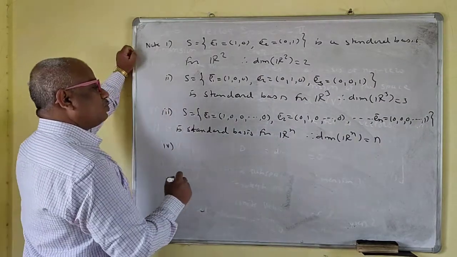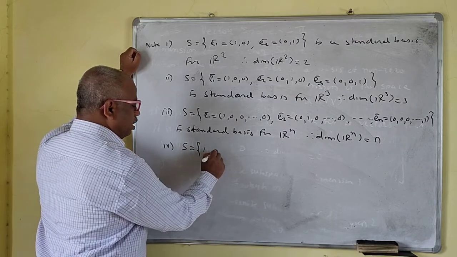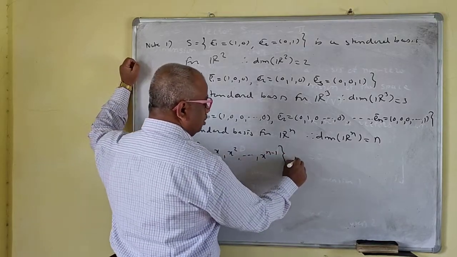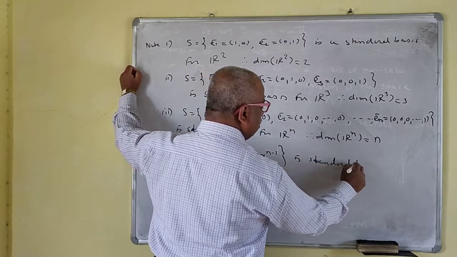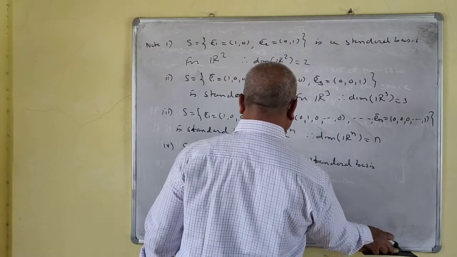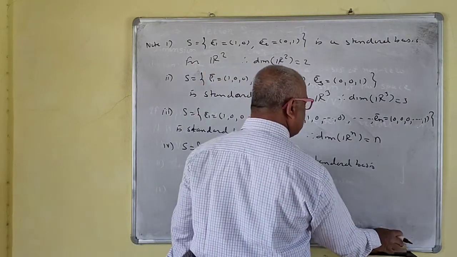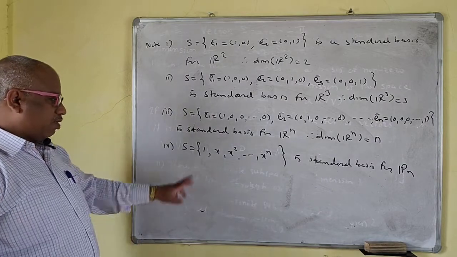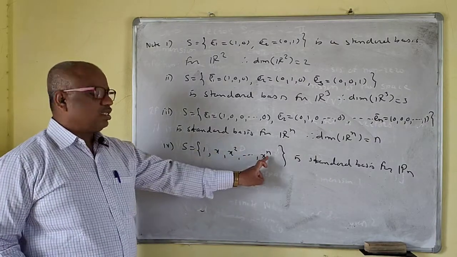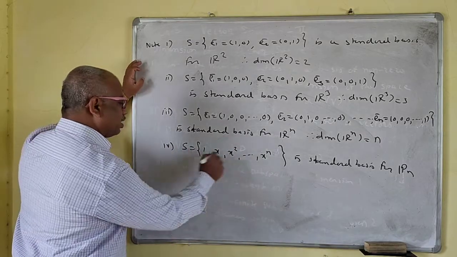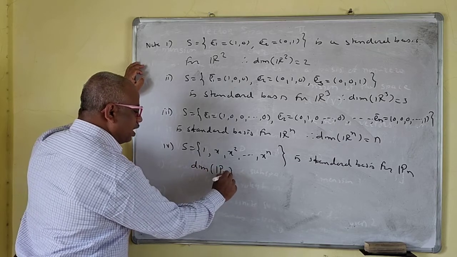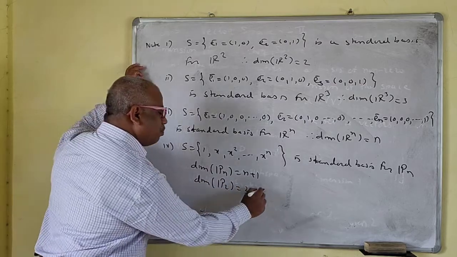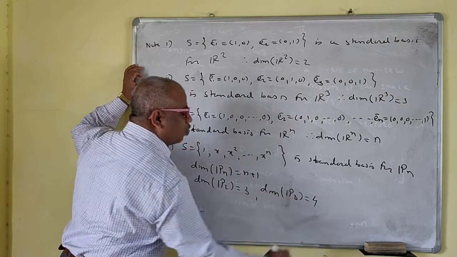Next, S is equal to 1, x, x square, ..., x to the power n, the standard basis for Pn, the set of all polynomials of degree less than or equal to n. How many vectors are there? 1, 2, 3, up to n, and x to the power 0, so n plus 1 vectors are there. Therefore, the dimension of Pn is equal to n plus 1. The dimension of P2 is 3, the dimension of P3 is 4, and so on.